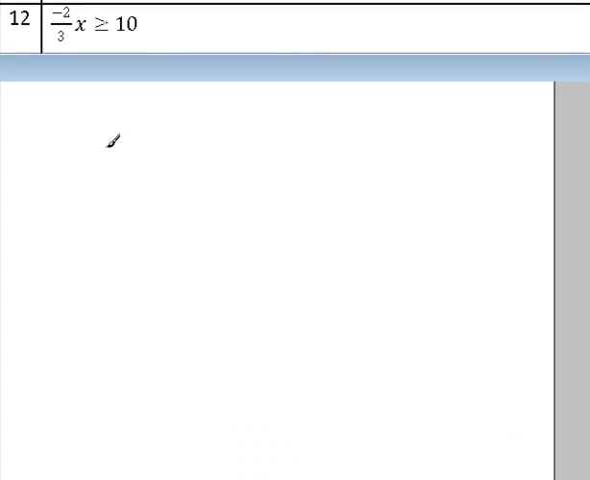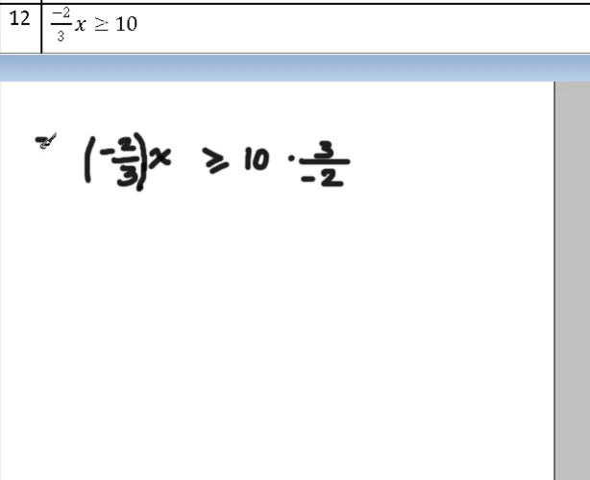Okay, here's another inequality, minus 2 over 3x greater than or equal to 10. All right, so we have a negative coefficient, and it's a fraction. In order to get rid of the coefficient in front of x, we can multiply by the reciprocal. So let's do that. We're going to multiply by 3 over minus 2. And we're multiplying by a negative, so we have to use our rule over here, switch the direction.